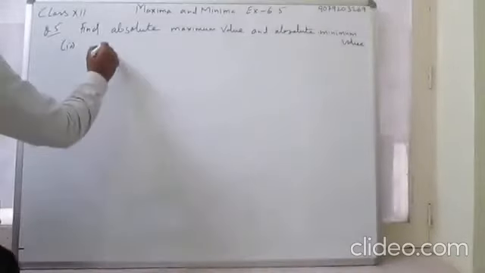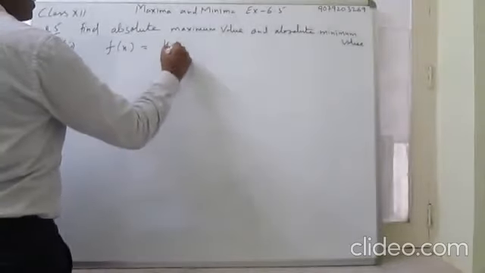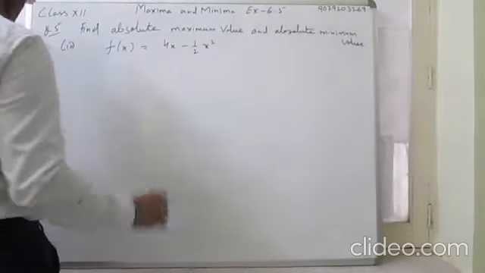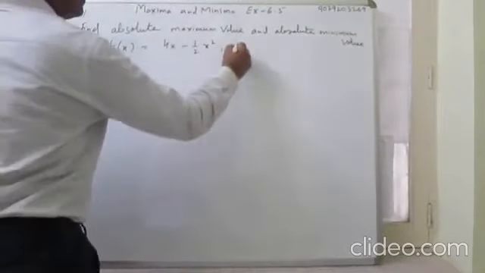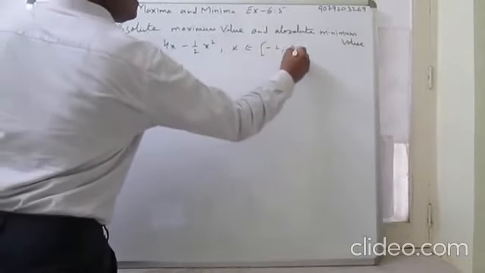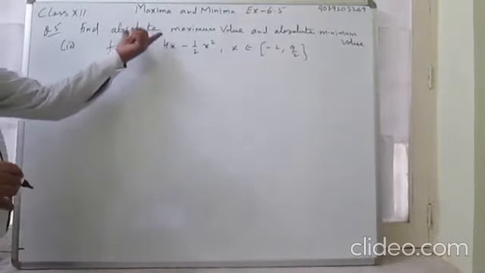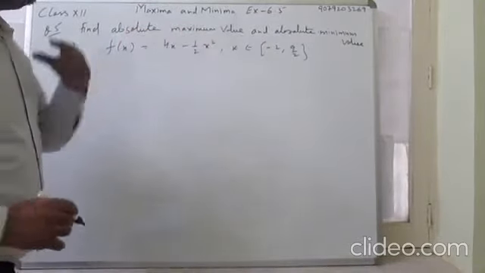Third part, function is given to you, f(x) is equal to 4x minus half x square, x belongs to the closed interval [-2, 9/2]. Now we have to find the absolute maximum value and absolute minimum value.